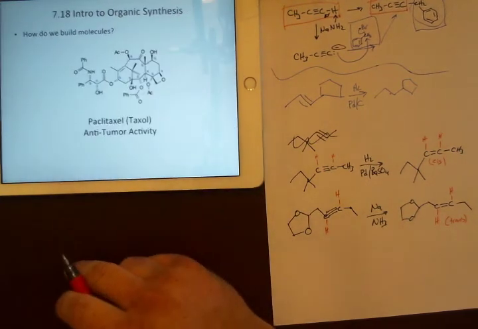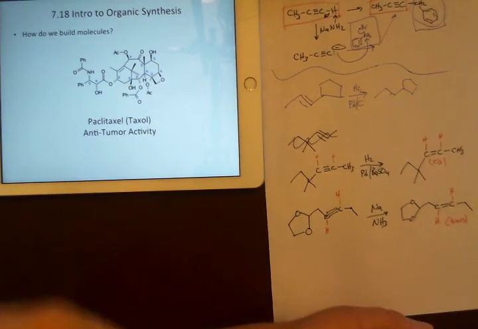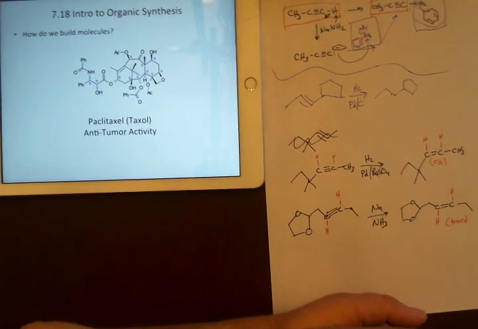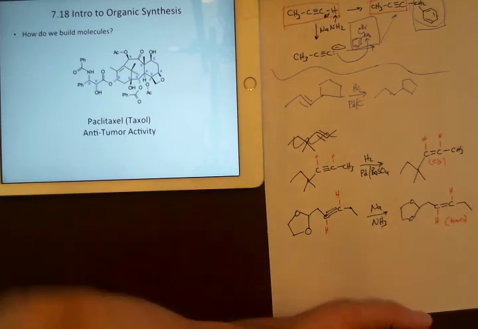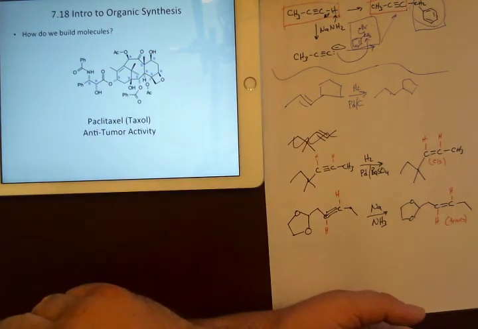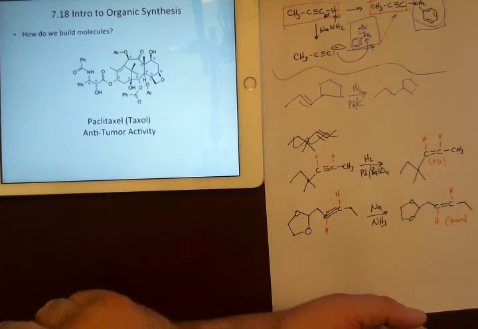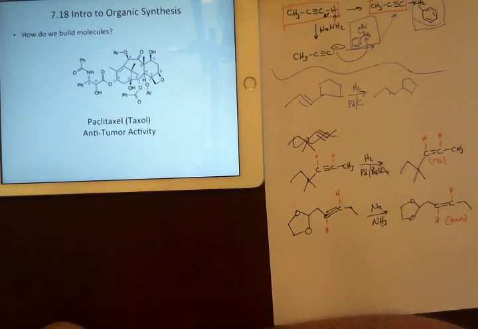Now, why are we doing this? Why are we doing synthesis? As far as pharmaceutical applications, it's incredibly important. One of the stories is about Taxol. It was isolated from the Pacific yew tree, from the bark. It has anti-tumor activities, and I believe it's one of the main therapeutics for breast cancer. It's one of the first really good breast cancer drugs.